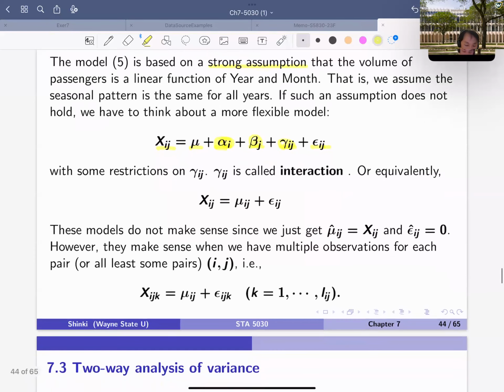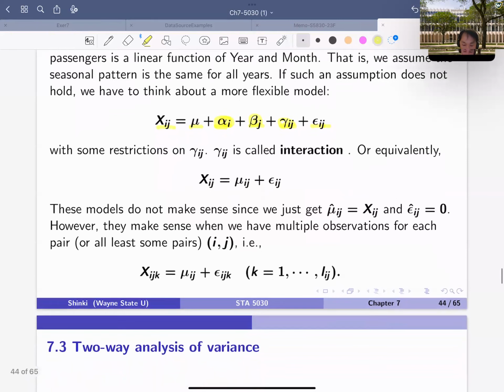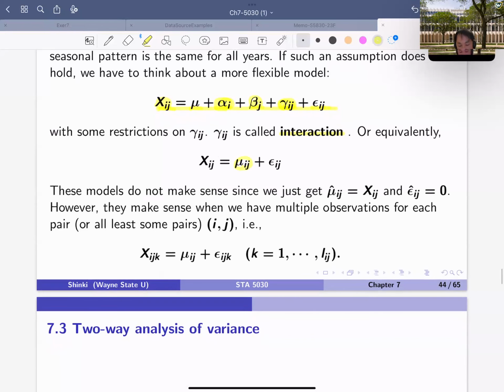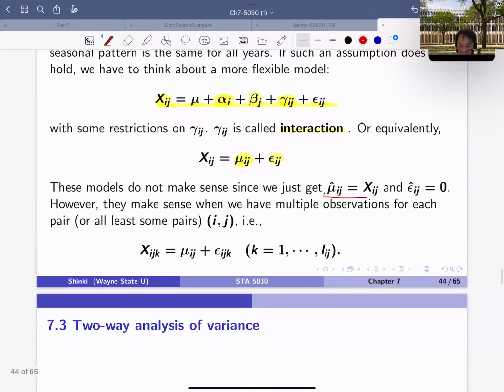So if such an assumption does not hold, then we have to think about a kind of full model. So this gamma_ij is called interaction. But this does not really make sense. So x_ij is explained by mu_ij plus epsilon_ij. And if such a model is allowed, we can define x_ij equal to mu_ij. So the estimate for mu_ij is equal to x_ij. And then the error becomes 0. So it does not make any sense.